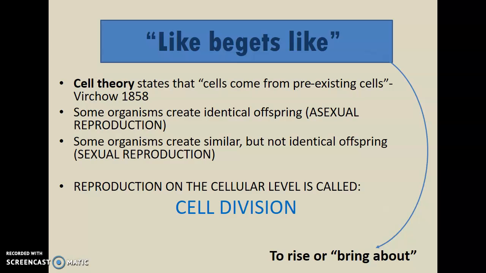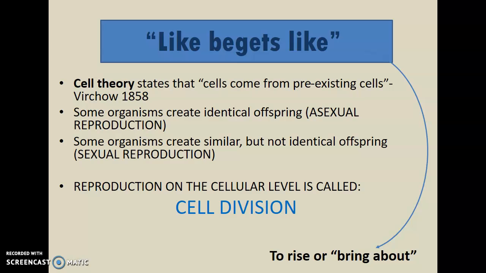Sexual reproduction is when organisms create similar but not identical offspring. So that would involve two parents. So two parents would be involved in sexual reproduction, typically, unless you have the case of some plants actually have female and male sex organs, but that's a whole other thing. So again, two different ways that we can reproduce, right?